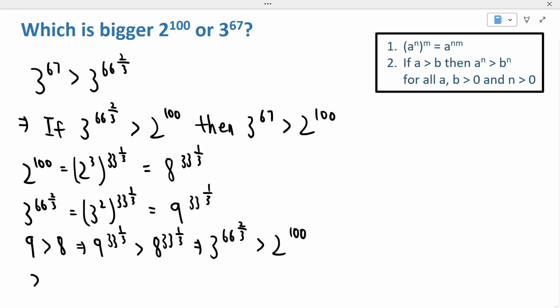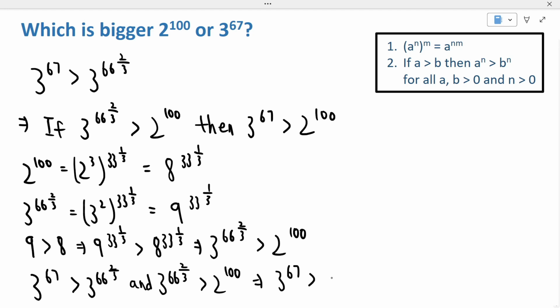So we already know that 3 to the power of 67 is greater than 3 to the power of 66 and 2/3. So if we combine that with the fact that 3 to the power of 66 and 2/3 is greater than 2 to the power of 100, we can infer that 3 to the power of 67 is greater than 2 to the power of 100, because 3 to the power of 66 and 2/3 is already greater than 2 to the 100. So of course, 3 to the power of 67, which is greater than that, is also greater than 2 to the power of 100. So 3 to the power of 67 is the greater of the two expressions.